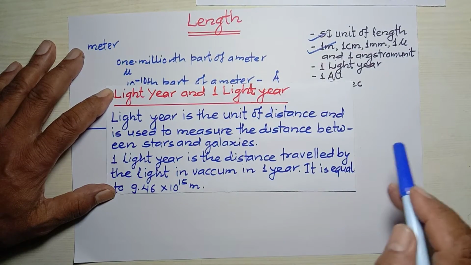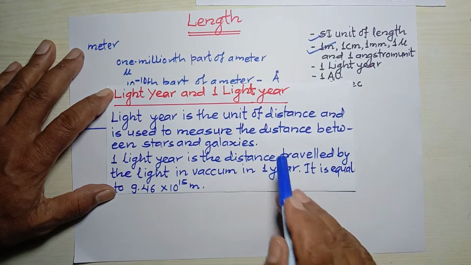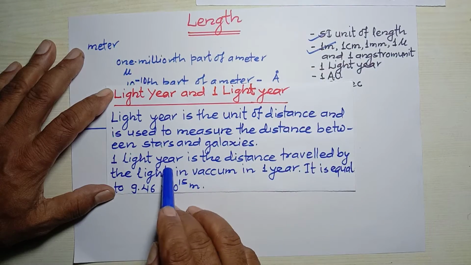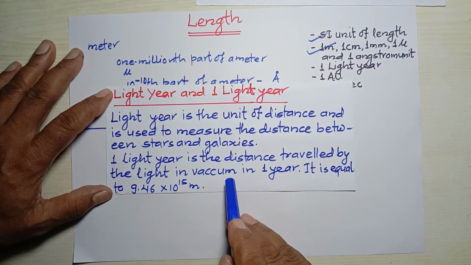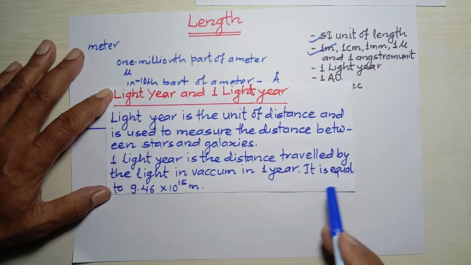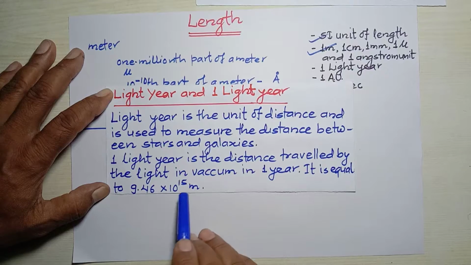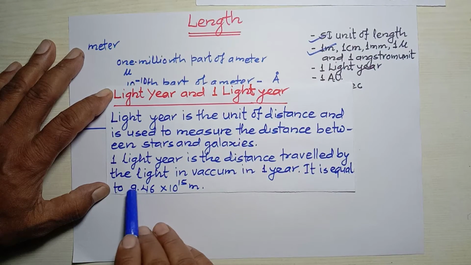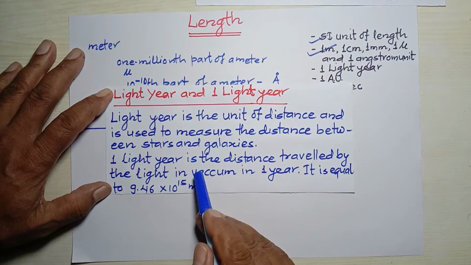This is a very big unit, and that's why it is used to measure the distance between stars and galaxies. One light year is the distance traveled by light in vacuum in 1 year. It is equal to 9.46 × 10^15 meter. Sometimes it is written like this also, 9.5 × 10^15 meter, a more average value.